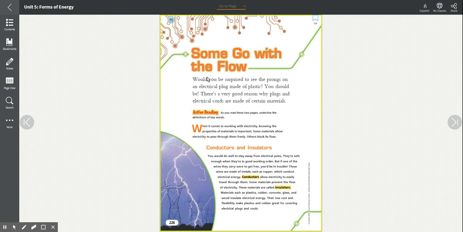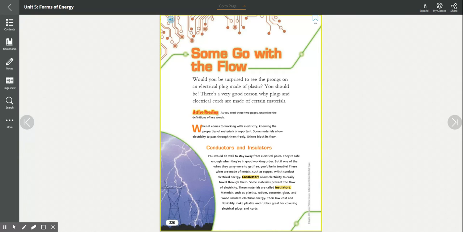Some go with the flow. Would you be surprised to see the prongs on an electrical plug made of plastic? You should be. There's a very good reason why plugs and electrical cords are made of certain materials. As you read these 2 pages, underline the definitions of key words.